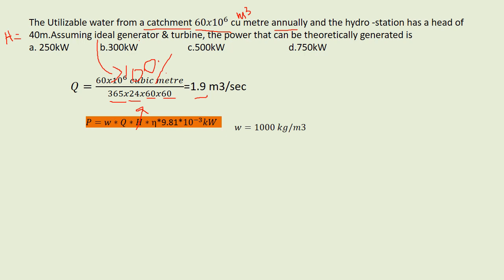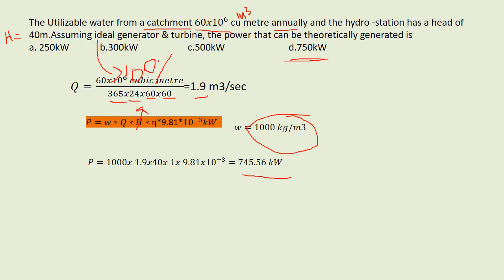Next, as I have already told you, W will be 1000 kg per meter cube. Just put the values there and you will get the answer approximately 745. So the option will be option D, that is near about.